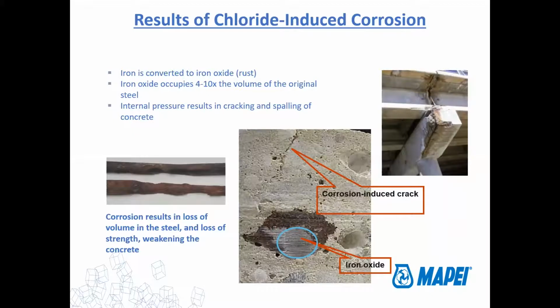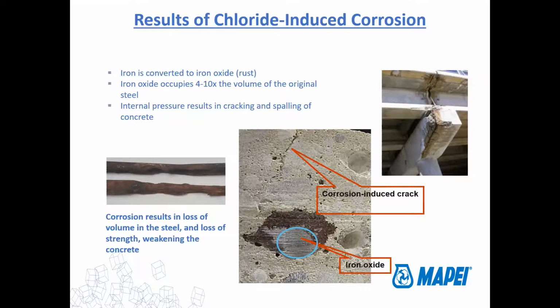But the results, as we all know, are never good. Once corrosion starts, it's always a problem. The reason for that, of course, is as iron is converted to iron oxide, which is a fancier word for rust, it starts to occupy a lot more volume than the original reinforcing steel. Studies have shown that once a piece of iron starts to rust, it actually occupies about 4 to 10 times the volume of the original steel.